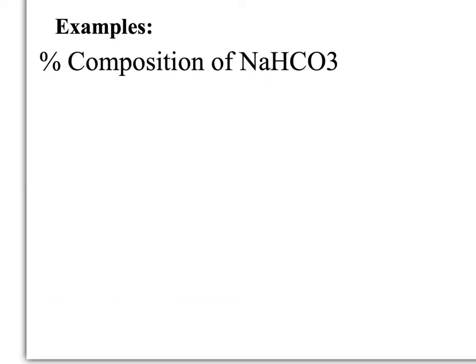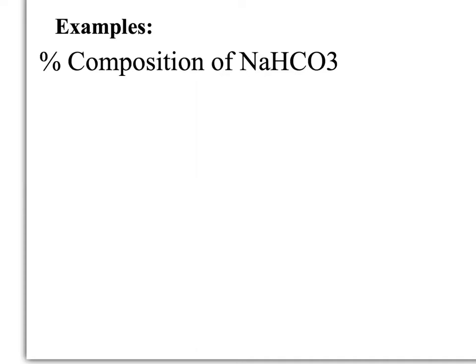Okay, so our next example is the composition of NaHCO3. What's the name of NaHCO3? Sodium. Sodium what? Use your periodic table, use the back. Sodium hydrogen carbonate. Sometimes it's called sodium bicarbonate. So what's the common name of this? Sodium bicarbonate. Baking soda.